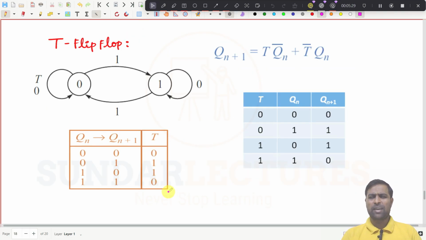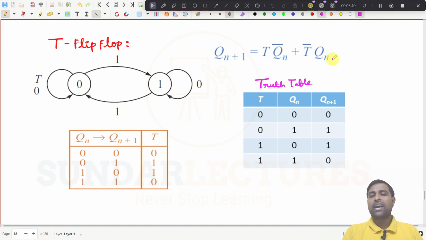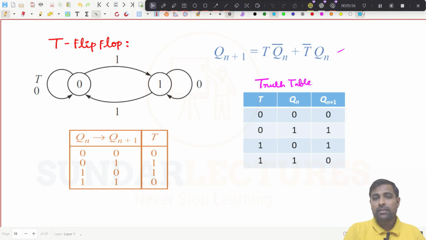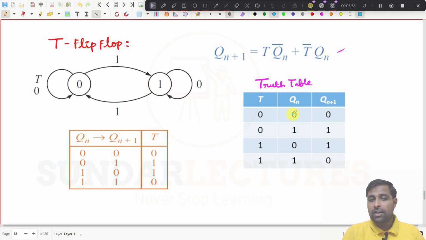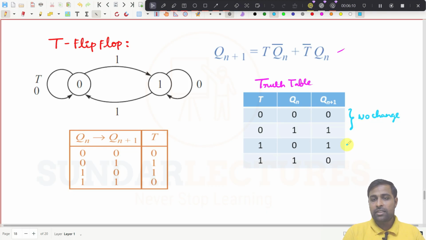T flip flop. It is same as D flip flop. Anyhow, it has very few things because you have only one input. So this is a truth table. We know this one. So truth table, and this is the characteristics equation, right? Everywhere I have written this one also. Anyhow, see here, only two conditions are there in T flip flop. This is actually the no change condition. If T is 0, no change condition, both are same, 0 0 1 1, right?